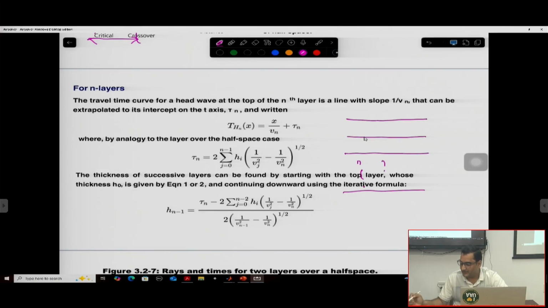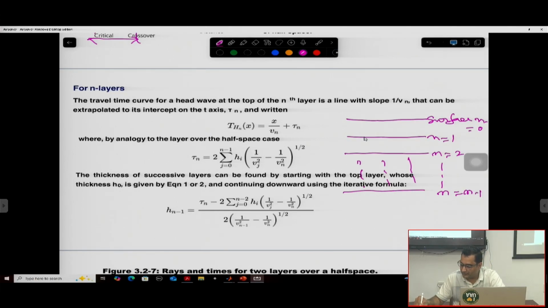Okay, there are many layers. So let's suppose this is the surface. The surface we are representing as n is equal to 0, and there is n is equal to 1, and then n is equal to 2. And thereafter n is equal to n minus 1. So n number of layers are there. Okay, so what will happen?